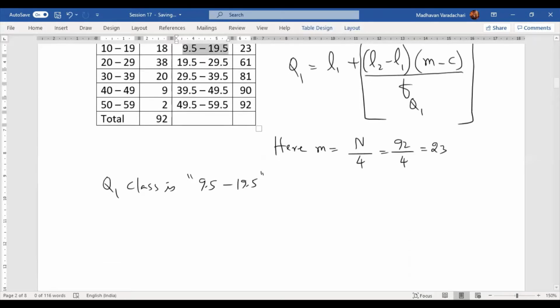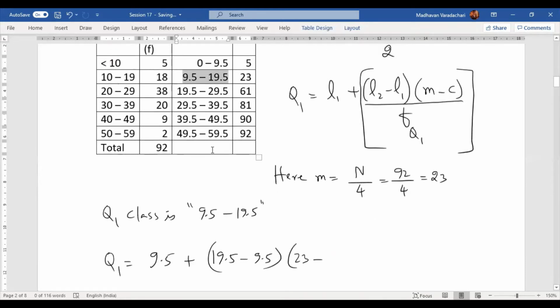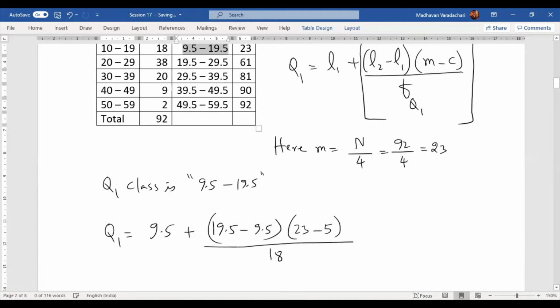Now, based on that, let us calculate quartile 1. Lower limit is 9.5 plus upper limit 19.5 minus the lower limit, open a bracket, M is 23. C is the cumulative frequency of the class preceding the Q1 class. Q1 class is this, preceding that is this, cumulative frequency is 5. So let me write here 5 divided by the frequency of the quartile 1 class. Quartile 1 class is this, frequency is 18. So let me substitute 18 here.